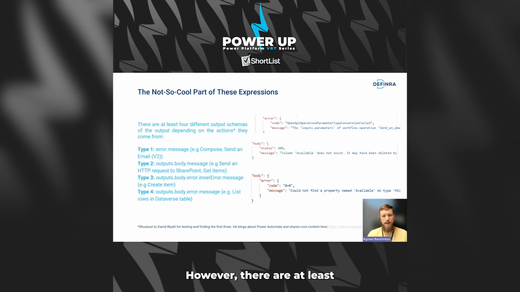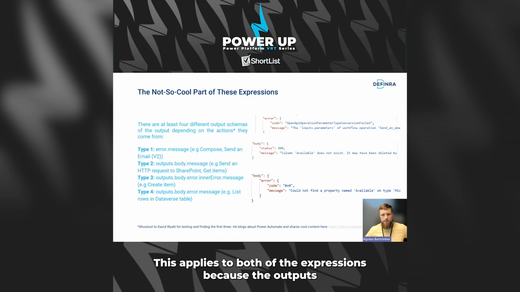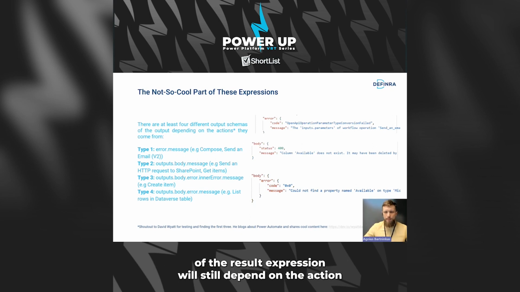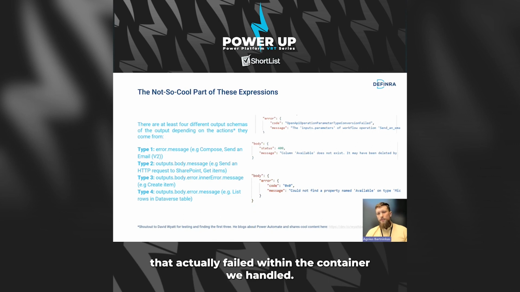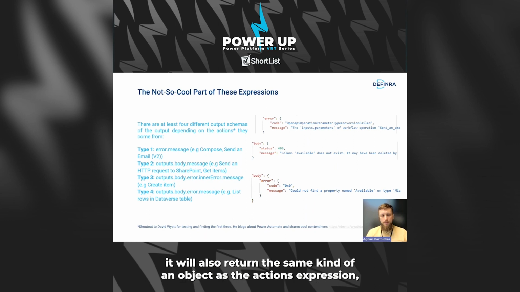However, there are at least 4 different schemas for the output that we can get. This applies to both of the expressions because the outputs of the result expression will still depend on the action that actually failed within the container we handled. So it will return the same thing, but just within an array. It will also return the same kind of object as the actions expression, but within a list of objects for each of the actions inside the container.